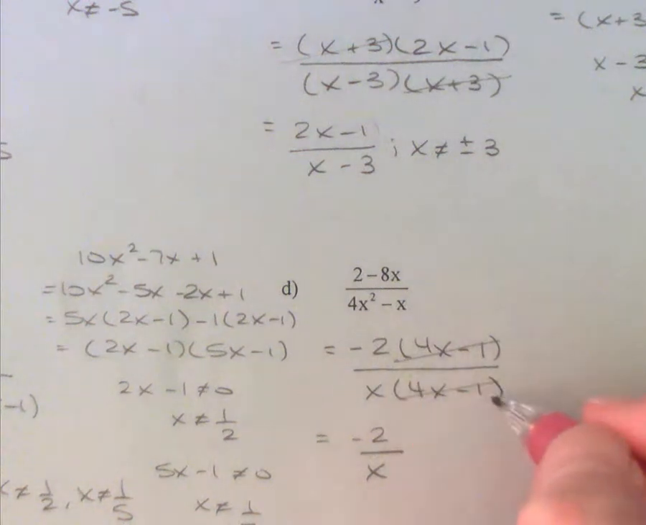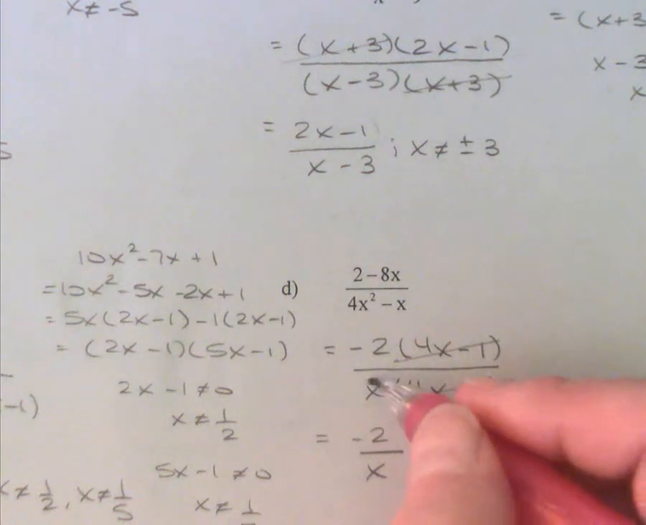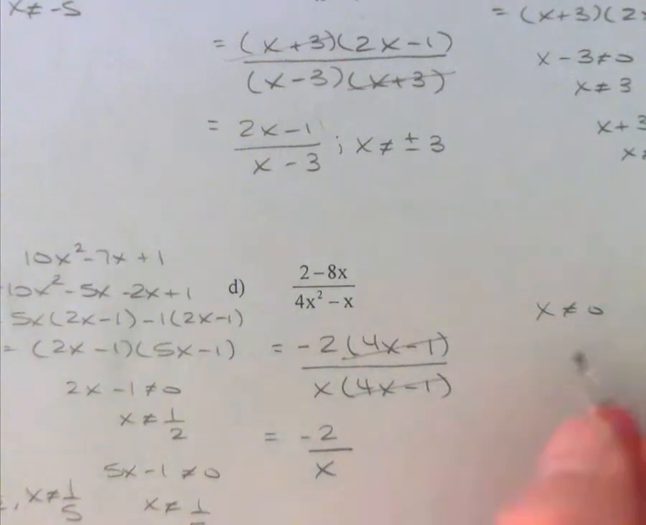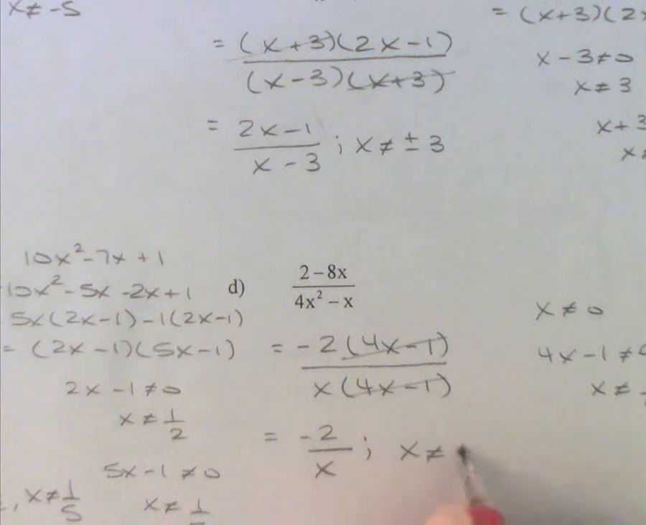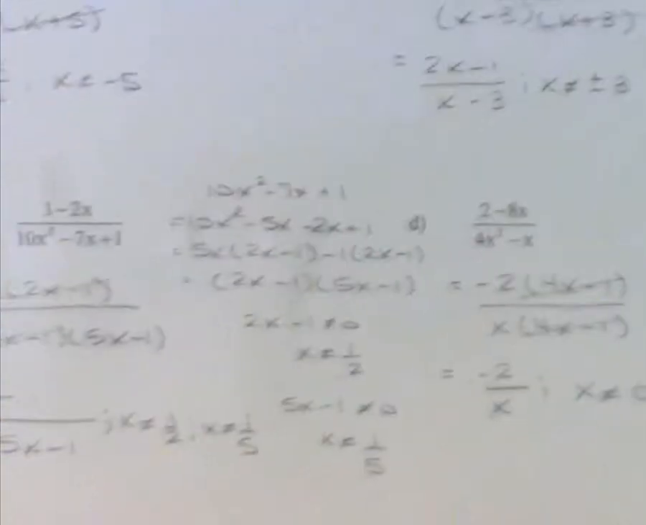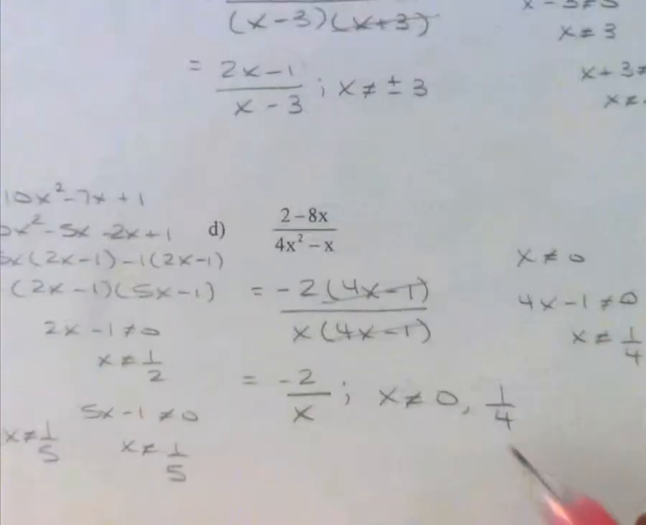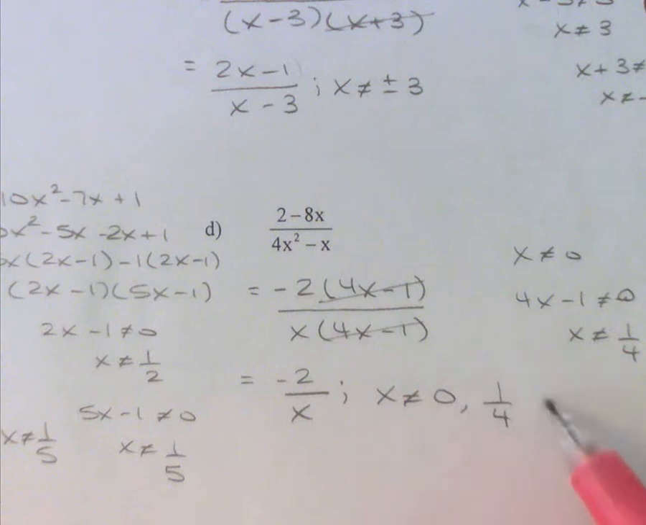Again, we couldn't simplify till it was factored, and now I need to look at restrictions. So I need to look at the fact that x cannot be 0. Any monomial is x cannot be 0. And then I look at 4x minus 1 cannot be 0, or x cannot be equal to 1/4. So we say that x cannot be equal to 0. And then we can also just write a comma 1/4. So you can either state them individually like this, or you can just state them as a string with commas separating them.